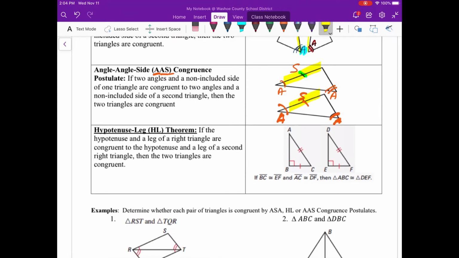And the last theorem we have here is hypotenuse leg. In the hypotenuse leg theorem, it says that if we have two right triangles and the hypotenuse and one leg are congruent to the hypotenuse and one leg on the other one, then we have hypotenuse leg. So think about the name of this theorem. The hypotenuse is labeled and one of the legs is labeled. Again, the hypotenuse and then the leg. Remember that your hypotenuse is always across from your 90-degree angle. Okay, that's how you know that's the hypotenuse, and it's going to be the longest side of a triangle.